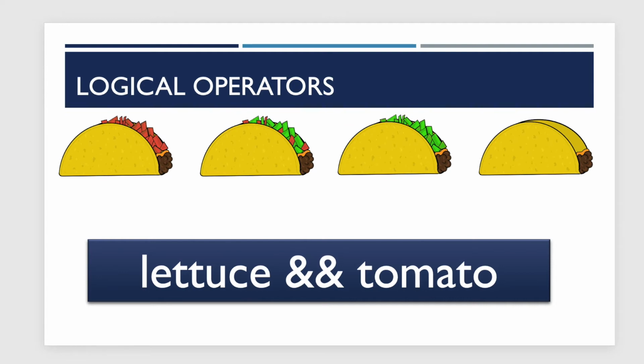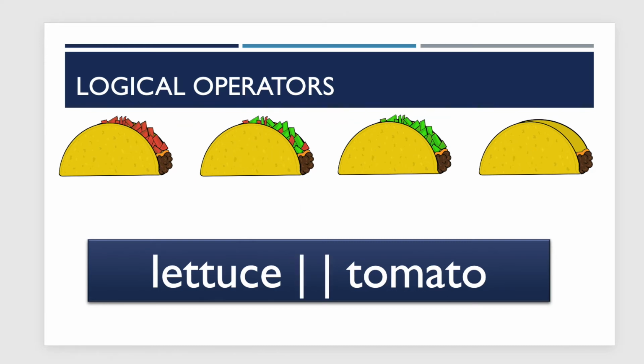Well, this is easy. This one only contains tomatoes, so it's false. This one only contains lettuce, so it's false. And this one doesn't have lettuce or tomatoes, so it's false. This one does indeed have lettuce and tomatoes, so this would result in a true condition for this taco.